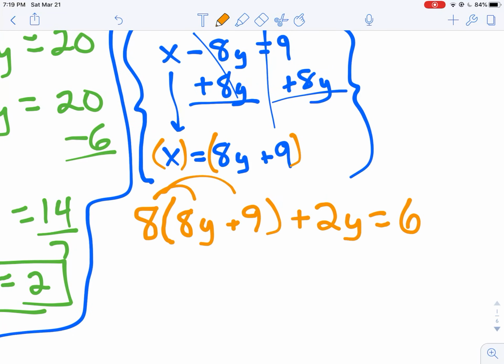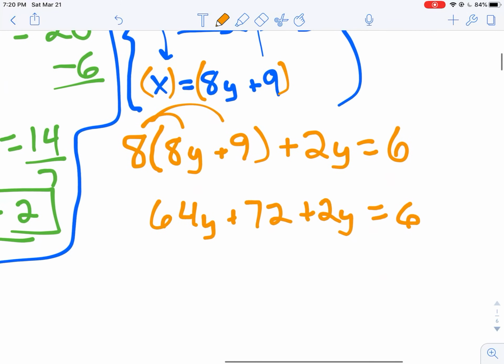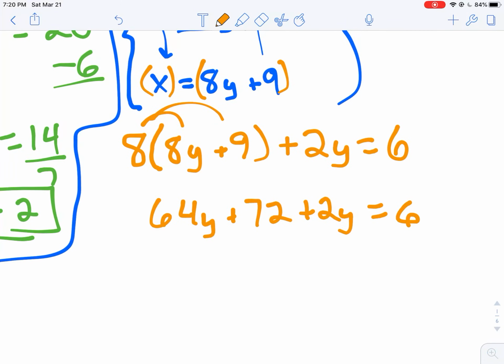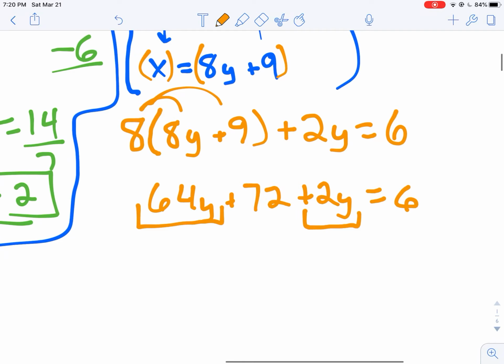All right, so these steps are the same. Distribute: 64y plus 72 plus 2y equals 6. I have a feeling we're going to get a negative answer here. If I have like terms on the same side, bring your variables together. Since both these y's are on the same side, you just bring them together. 64 and 2 is 66, 66y. Then just drop down everything else.